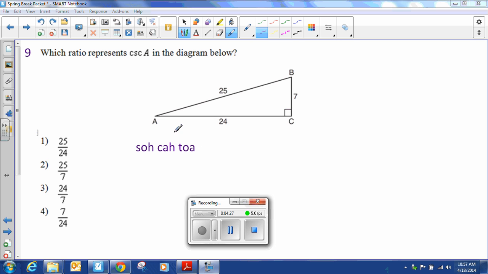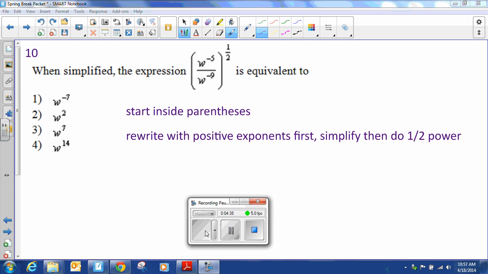And then you must realize that the inverse trig functions, the inverse for sine is cosecant, the inverse for cosine is secant, the inverse for tangent is cotangent.